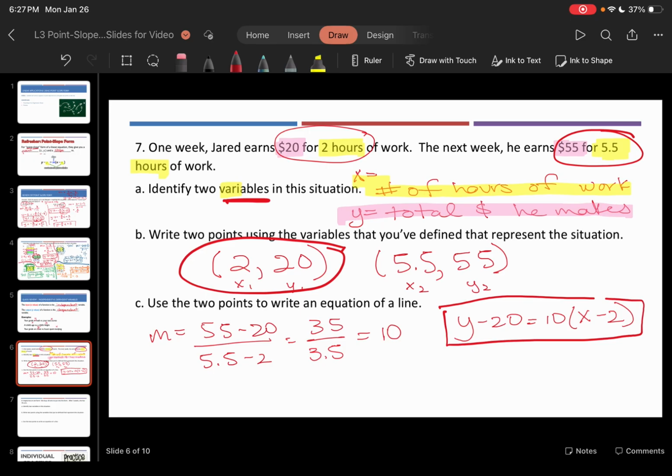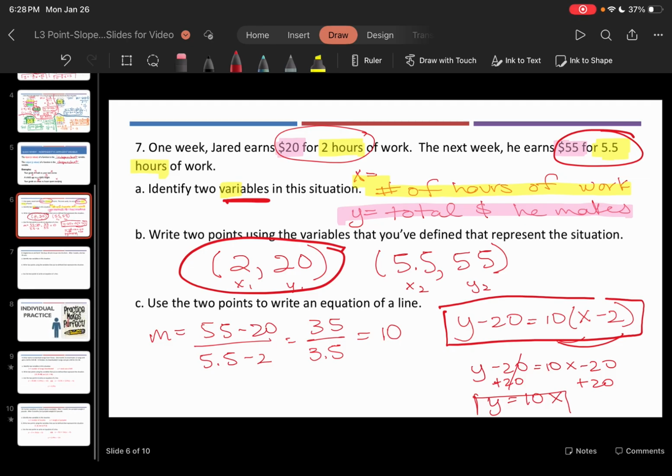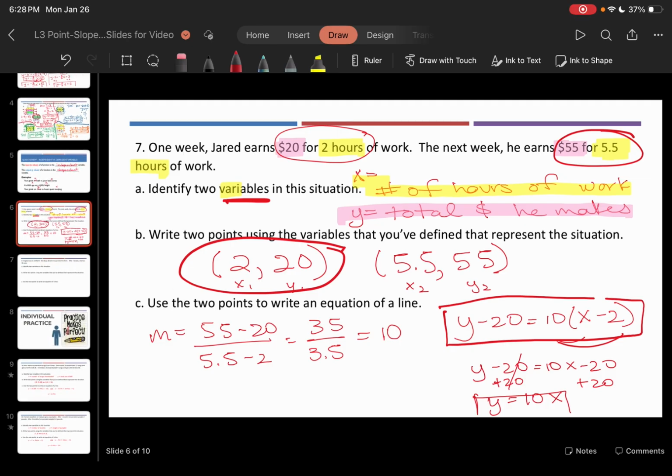If you're asked for the equation in y equals mx plus b, what could we do? We could distribute the 10, and we would have y minus 20 equals 10x minus 20, and then add the 20 to both sides to get rid of it there. And actually, negative 20 plus 20 is 0 again, and I don't want to write a 0. So if I needed this equation in slope-intercept form, it's y equals 10x. Okay, so the important part is making sure you're defining your variables correctly, because as you can see, if you don't define your variables correctly, the rest is all going to be wrong.